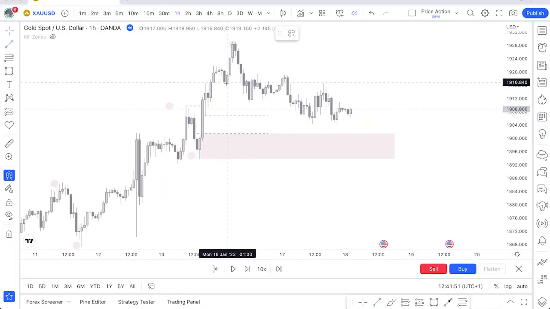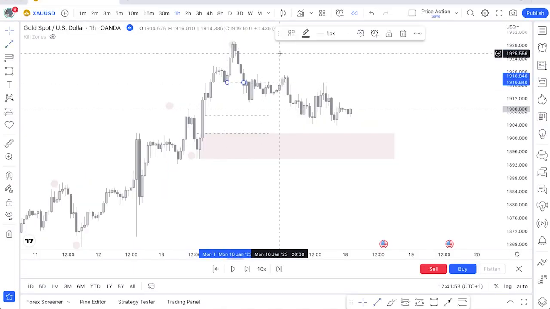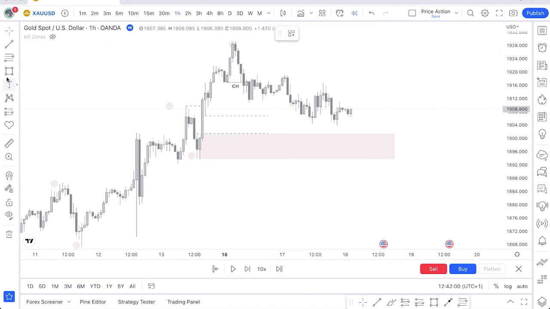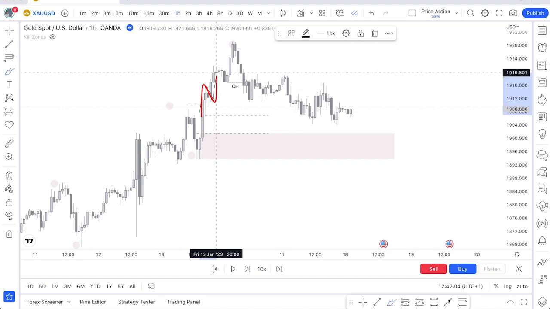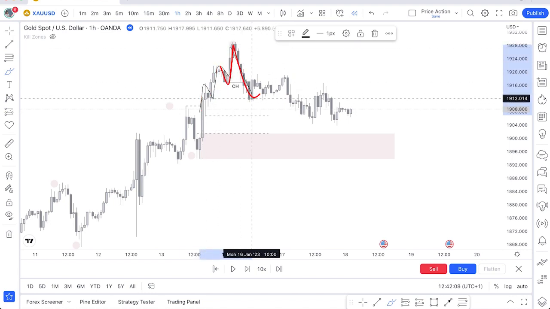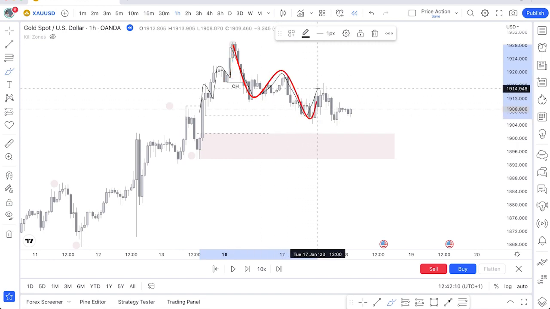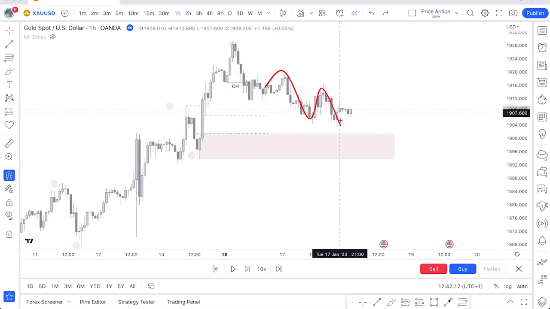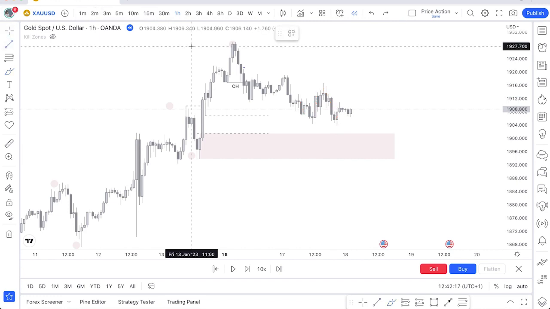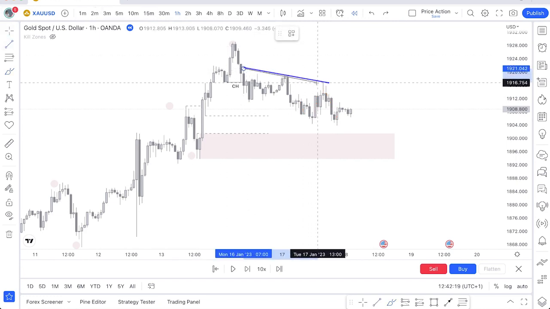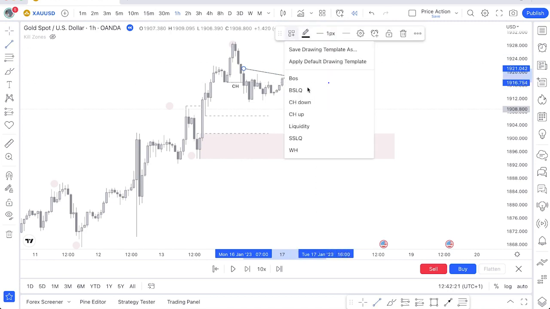We can see that there's a change of character here. This change of character shows that the price is now pulling back. So we were bullish, higher high, higher low, higher high, higher low, higher high, and then now we are bearish, lower low, lower high, lower low, lower high, lower low. So this indicates that the price is pulling back. We can also notice that we have tons of liquidity sitting on the buy side.